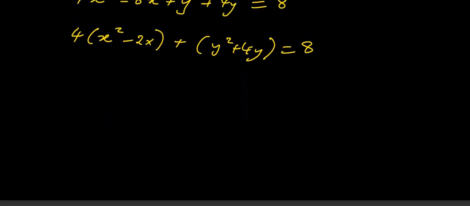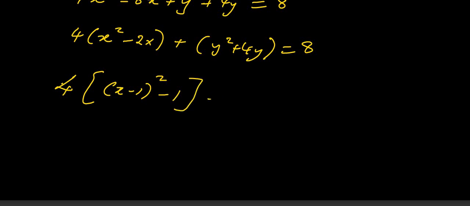Then this is just going to be the same as here. We're completing the square, right? So this is going to give us something we are familiar with. So this will be 4 outside, then we have x minus 1 squared, then minus 1. Then plus, this is just y plus 2, and minus 4 is equal to 8.